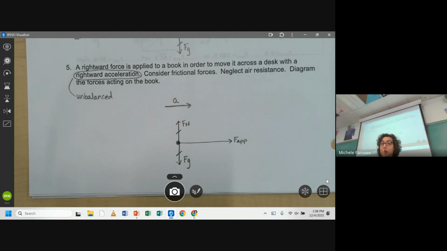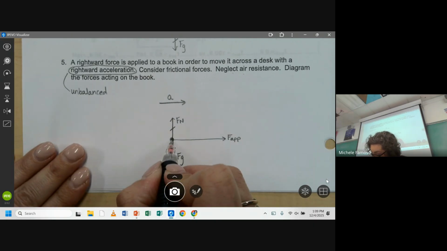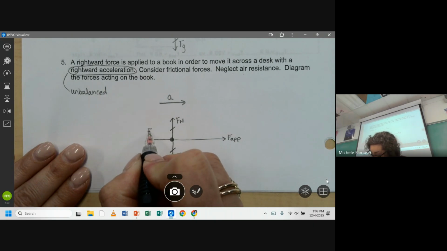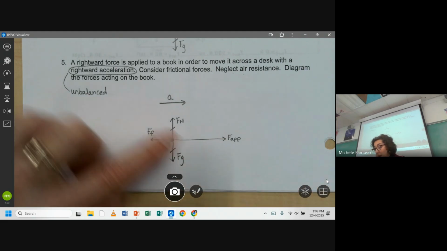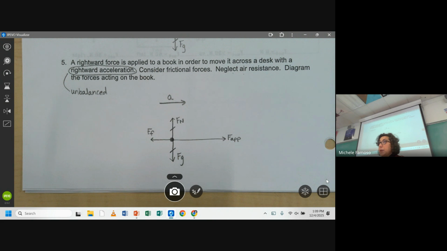Miranda, do you know what the other force is? Yes, which way? Correct. Now look at this. Friction always acts opposite the way things are moving parallel to the surface. The surface is horizontal, so the friction's got to be horizontal, can't be up or down. And if this book is accelerating to the right, the friction's got to be to the left.